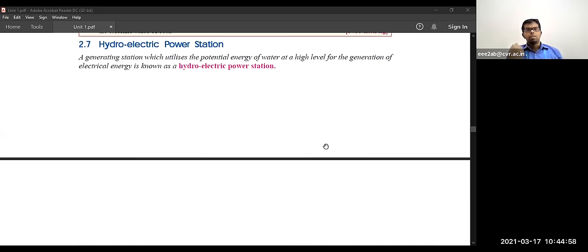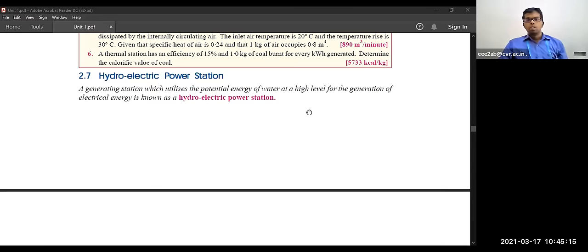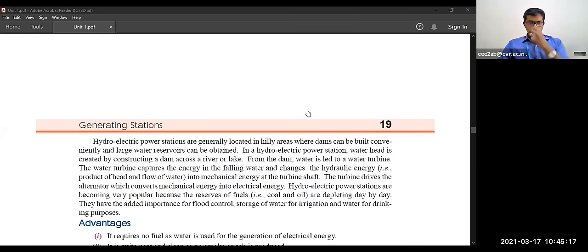So the potential energy of the water gets utilized. If water flows from a high level of altitude, you will get more energy. That's why we are going for this hydroelectric power station somewhat lower than the dam level. It is not exactly at the dam level, but at a lower level than the dam.